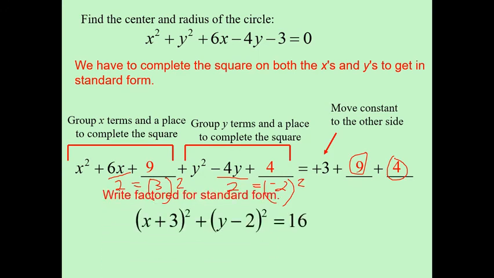Okay, we're going to write the factored form in standard. Notice you have x plus 3, so that 3 went right there. You have y minus 2, so the minus 2 went right there. And 9 plus 4 plus 3 is 16. So the center is at negative 3, 2, and the radius is at 4.